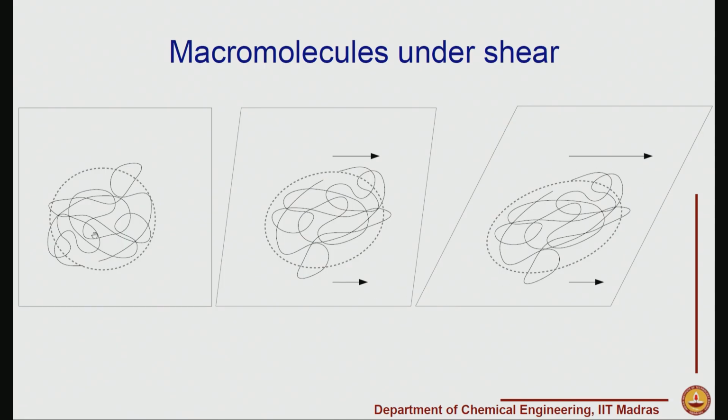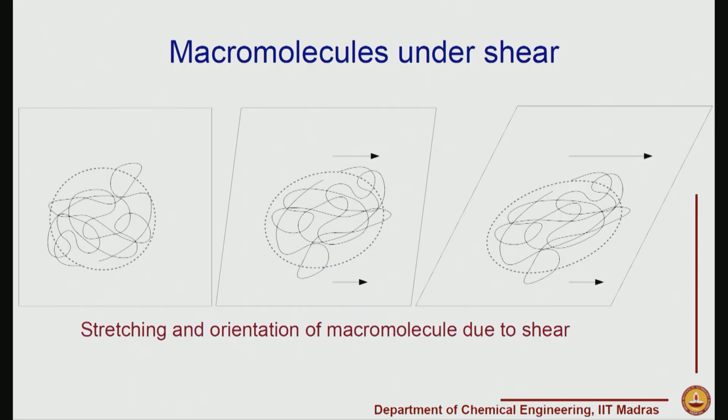So, in effect what we are seeing is that this macromolecule, which in general could be described as a random coil object, seems to have stretched a bit as well as oriented a bit. So, we can see that it is stretched as well as oriented. Therefore, whenever we subject these macromolecules to shear, we have stretching as well as orientation.